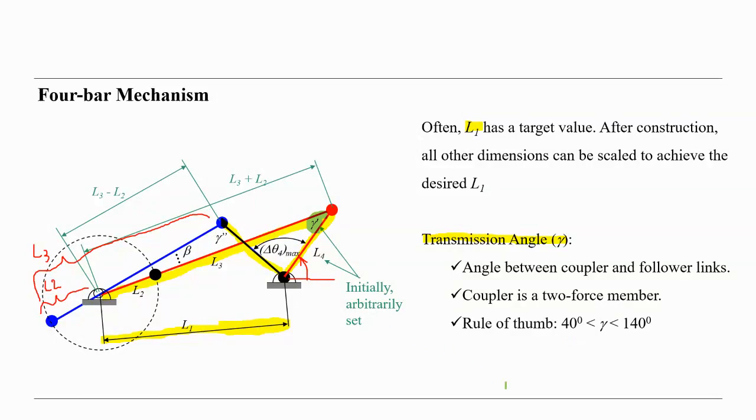Why? Because of the power transmission. If it is smaller or bigger, it affects power transmission, and the efficiency of the power transmission will be affected in a negative way. So for optimum power or motion transmission, the rule is gamma between 40 and 140.